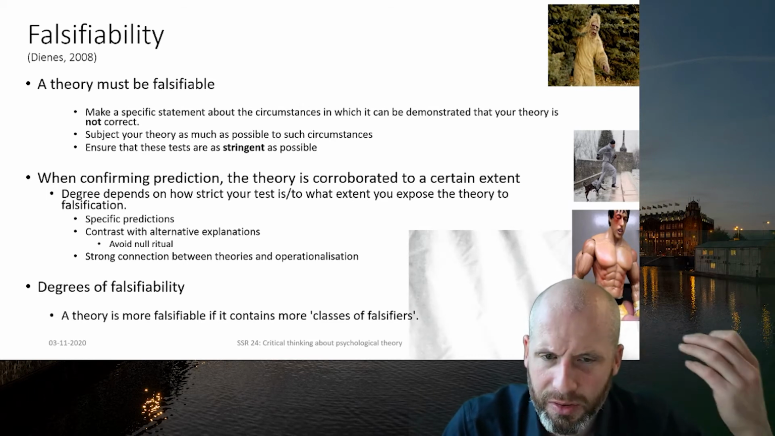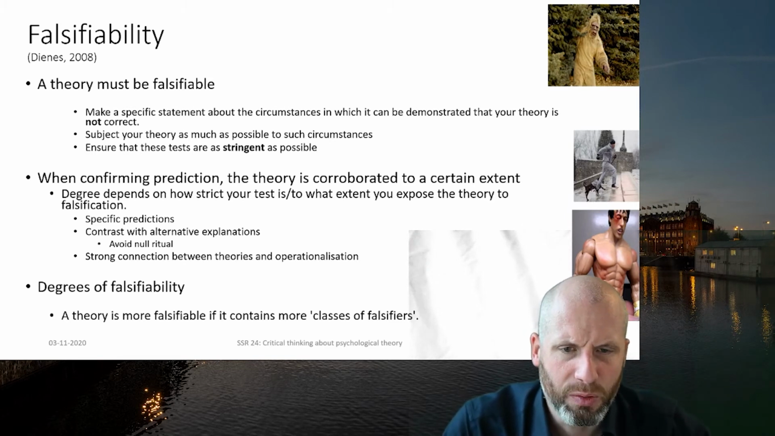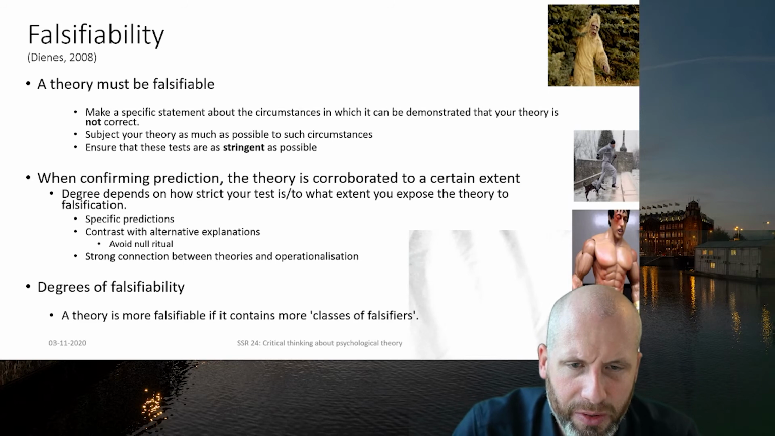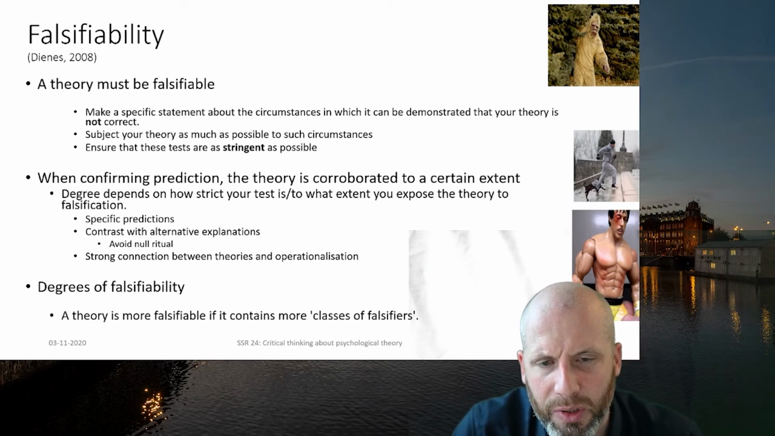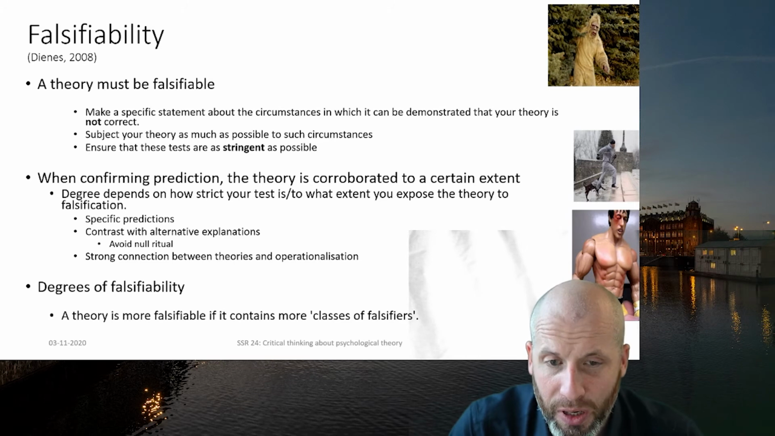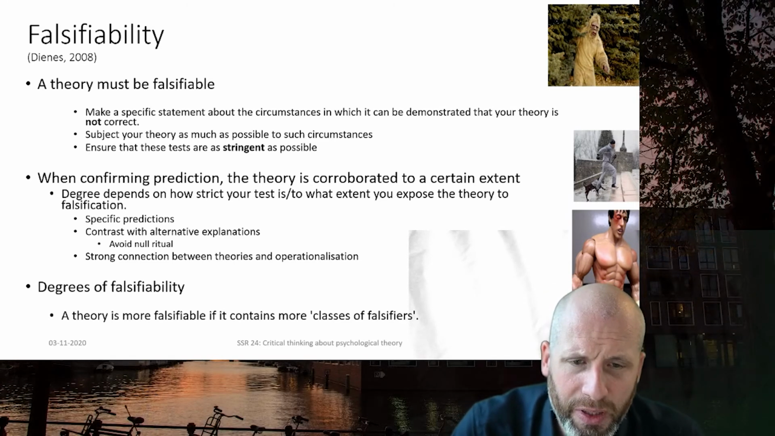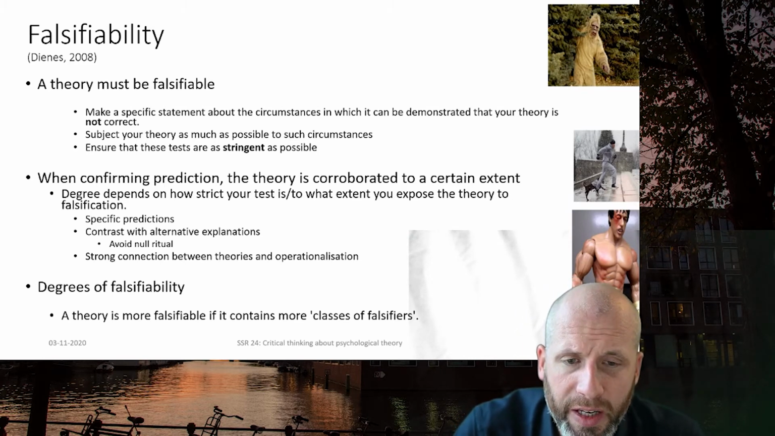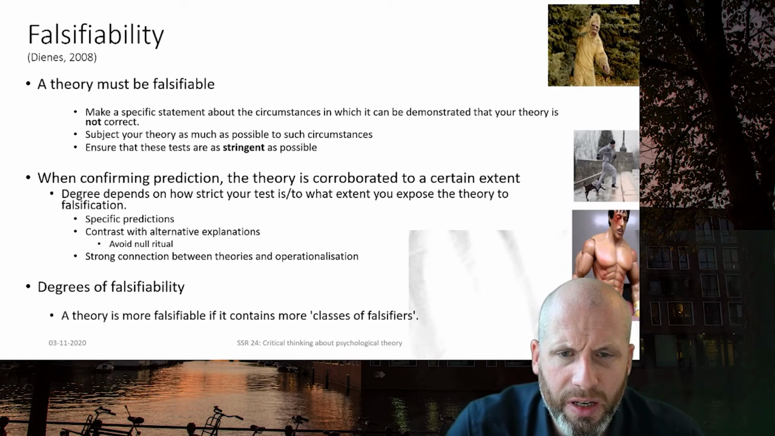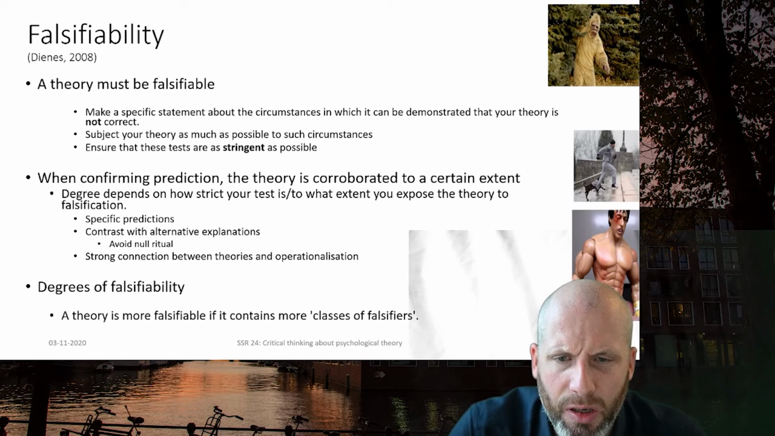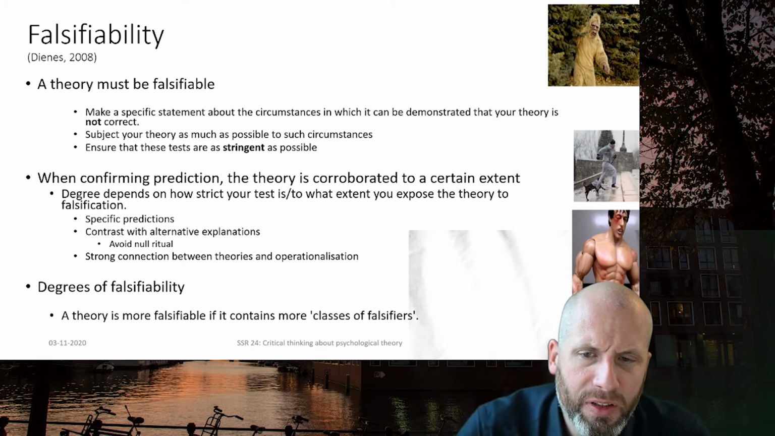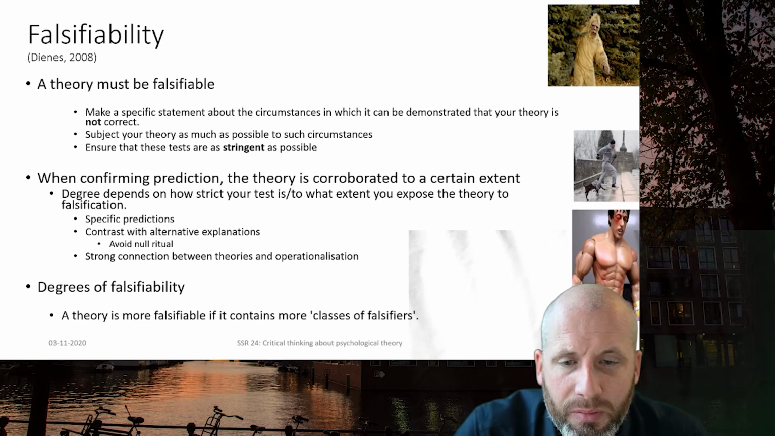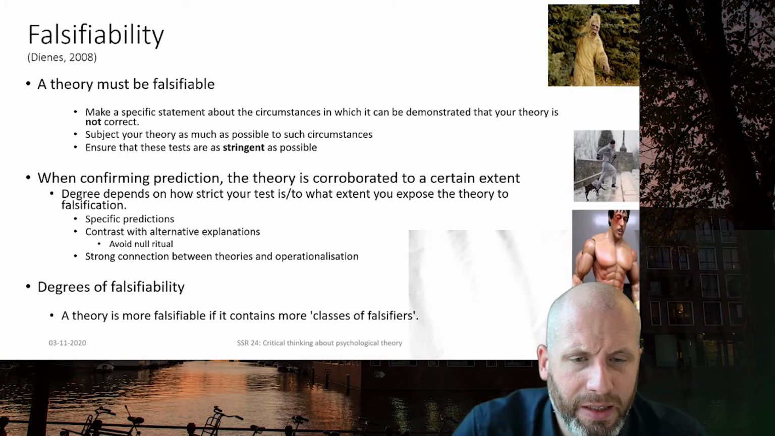So you're constantly mindful of the circumstances under which you could falsify your theory. You're doing everything you can to expose your theory to tests that could potentially falsify it as well. Plus, you're making your theory as falsifiable as possible. And then we're talking about degrees of falsifiability. And that means that some theories are more falsifiable than others. And that's the way in which we can most sensibly use this criterion for deciding between which theories have our preference. A theory is more falsifiable if it contains more classes of falsifiers, which basically means more types of data, or patterns in the data, that could disprove the theory.